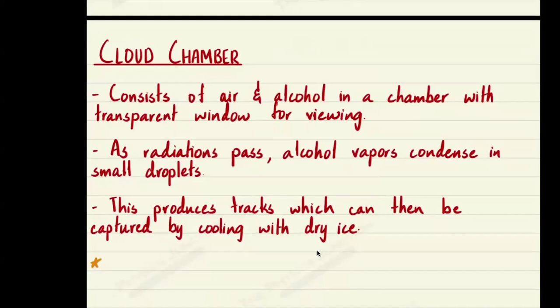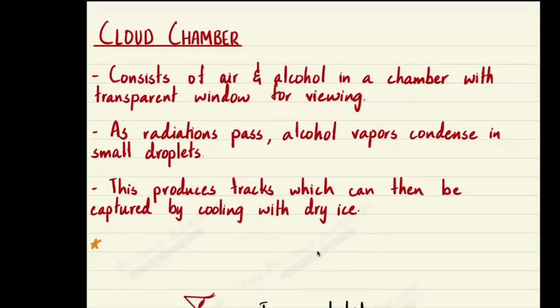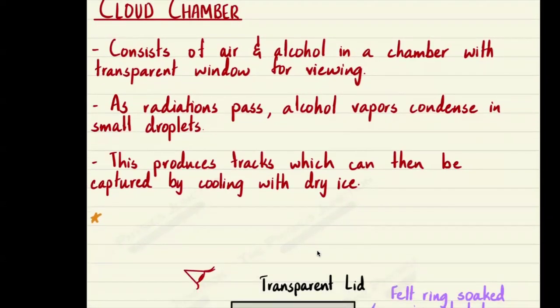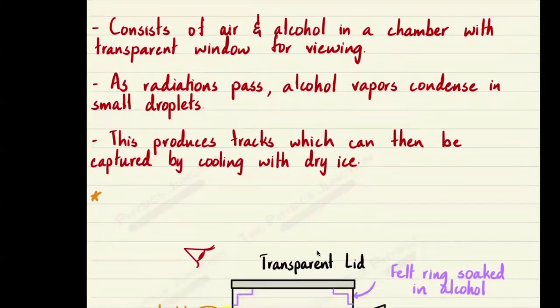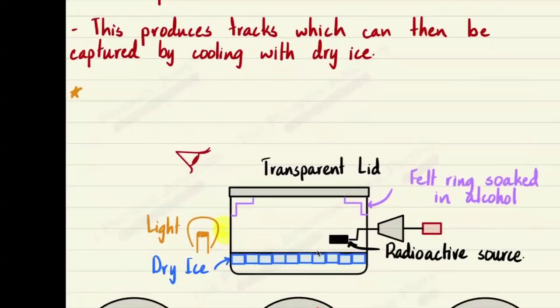The first thing is called a cloud chamber. This consists of air and alcohol vapor in a chamber with a transparent window for viewing. As radiations pass, alcohol vapors condense on the path of the radiation in small droplets, and this produces tracks which can then be captured or frozen in place by cooling with dry ice. That keeps the tracks which we can then view.